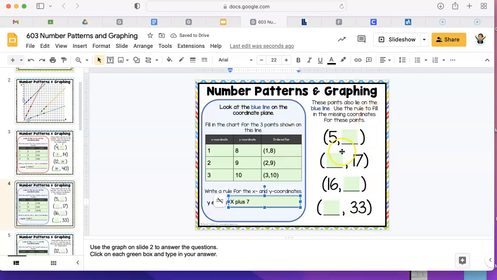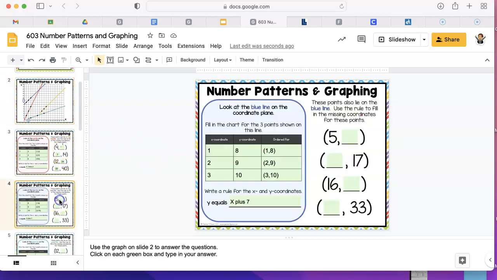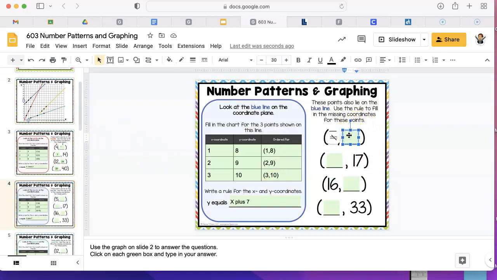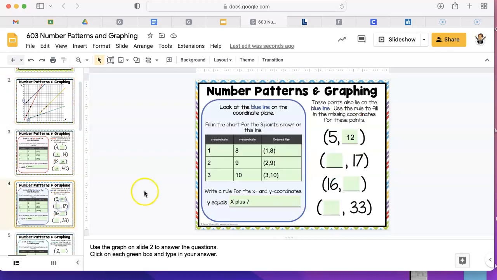Now let's finish the rest of these coordinate pairs. On the blue line, 5 is right here. The y-coordinate is 12. 5 and 12. There might be a pattern too. I don't see 17, nor 14. So we're going to have to rely on this pattern. Remember, the pattern is x plus 7.